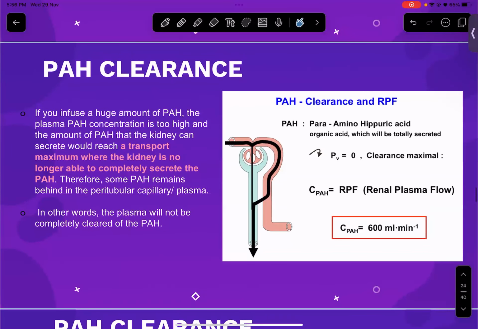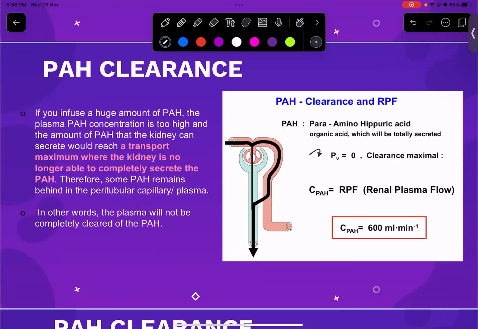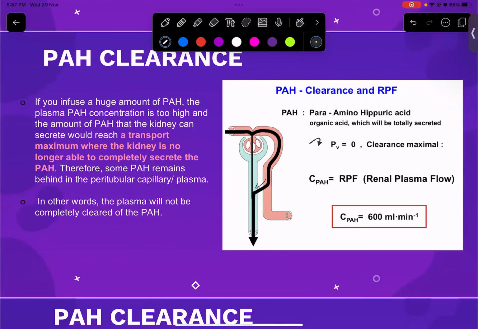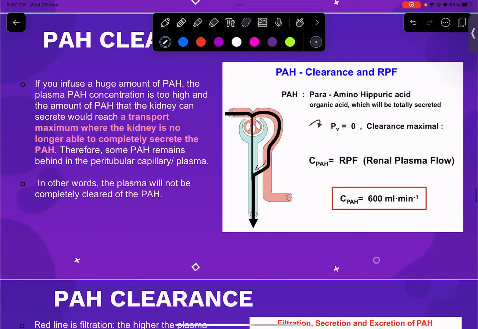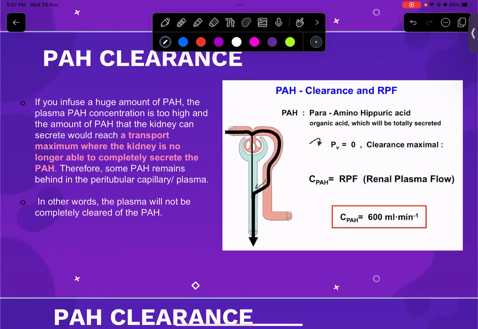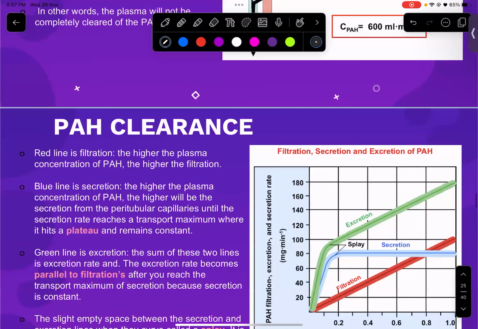Another thing about PAH is that it has something called a transport maximum. I mentioned that PAH will be completely secreted from the peritubular capillaries into the tubular system. But if you infuse too much PAH, if there's a lot of PAH in the plasma, the kidney will reach a transport maximum, where it is no longer able to completely secrete the PAH. Therefore some PAH is left behind in the plasma, which means you infused too much. In other words, if the transport maximum has been reached, the plasma will not be completely cleared of the PAH, okay?